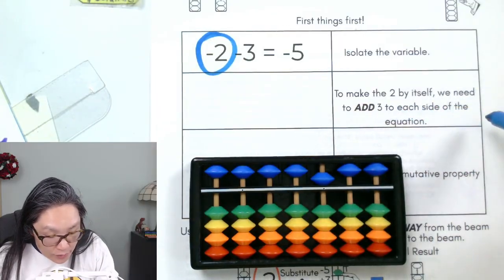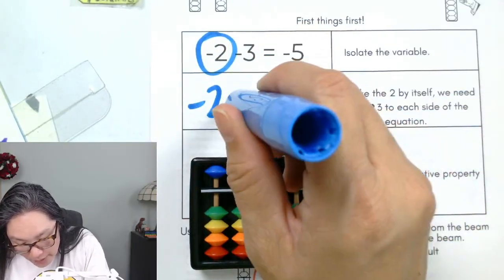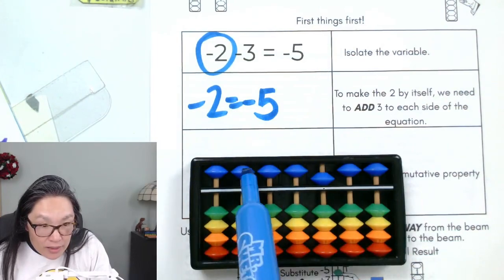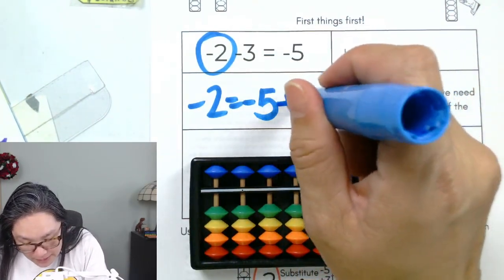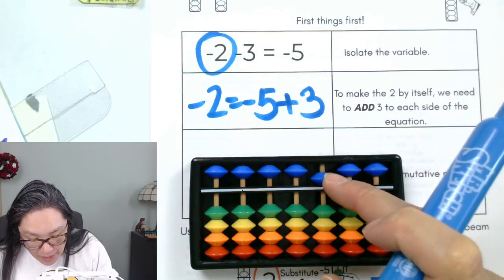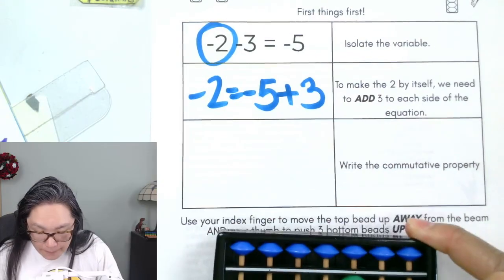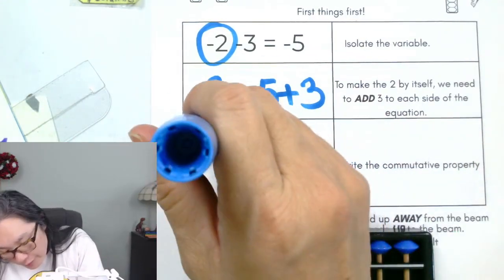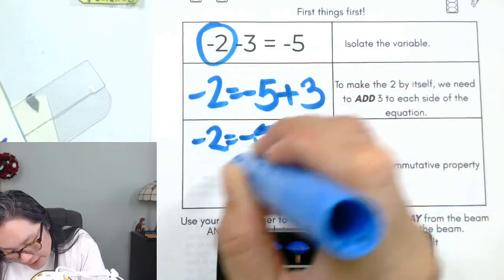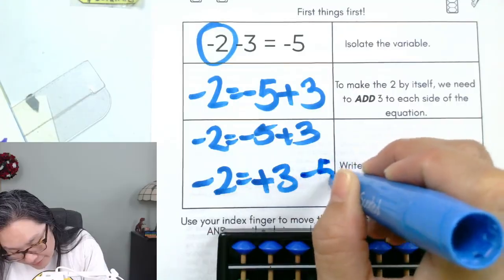When we add the 3 to each side, we have our formula. We have minus the 2 equals minus the 5. This is not balanced. So what do we do? We have to plus the 3. What we're going to do is minus the 5 and plus the 3. My final answer is 3. To write the commutative property, it's minus 2 equals minus 5 plus 3, or minus 2 is equal to plus 3 minus 5.